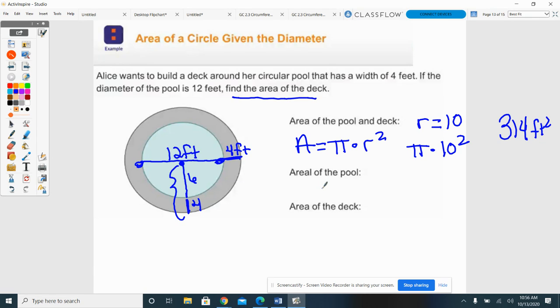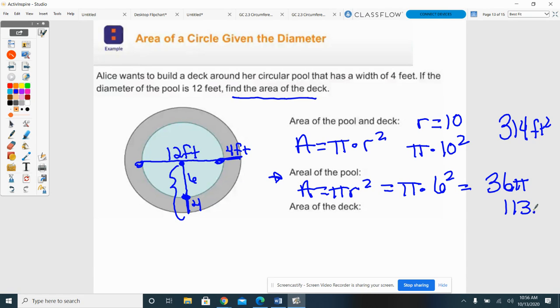Well, what is the area of the pool? That one's a little bit easier. Area of the pool is pi r squared, and they told us the diameter of the pool was 12, which means the radius on the light blue is just 6. So that's pi times 6 squared, which is 36 pi, or 113.04 feet.